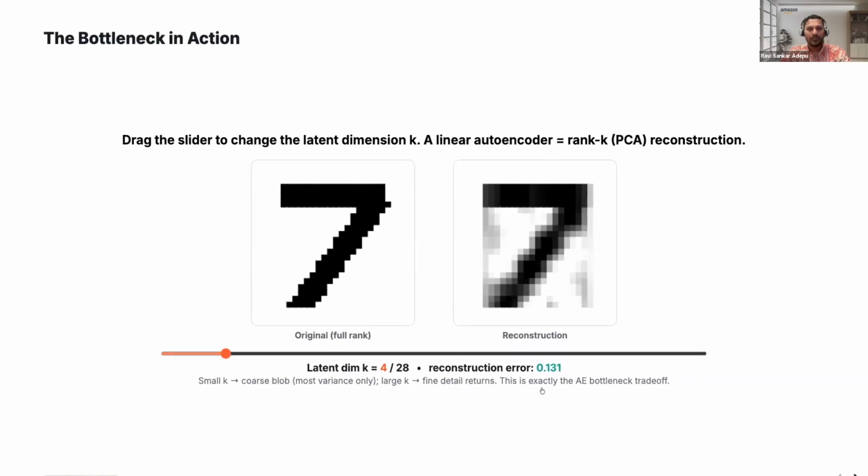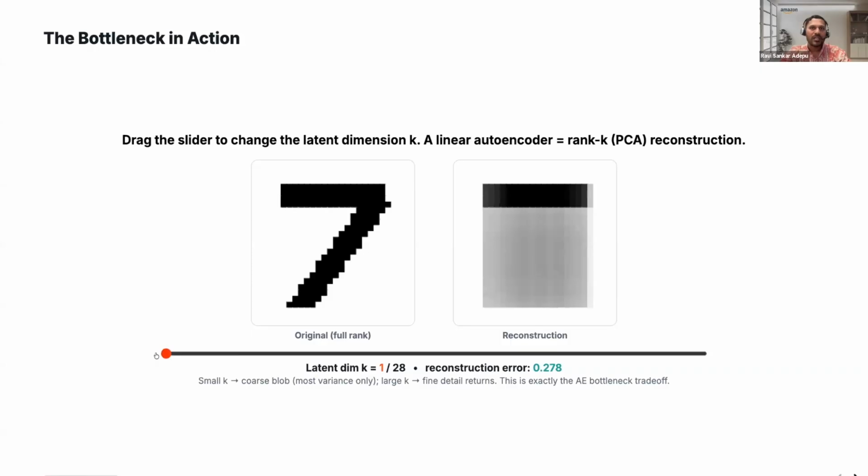Right. So this is an interactive slide. Let me show you this live. On the left-hand side is the original image, which is at full rank, and on the right is the reconstructed image. There's a small slider that I provided for the latent dimension k. A linear encoder with just a squared error loss is mathematically identical to keeping the top k components of the SVD. This is PCA, so it's a faithful picture of what the bottleneck is.